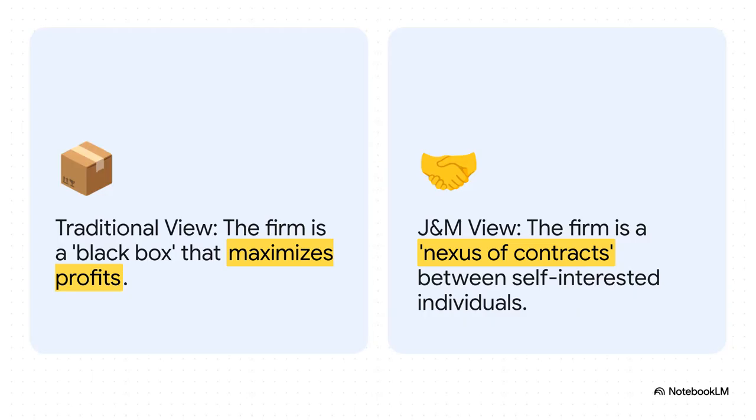For a long time, economics just treated the firm as a black box. Inputs go in, profits come out, and its only goal is to maximize those profits. But what Jensen and Meckling did was revolutionary. They blew that black box wide open. They said, no, a firm isn't a thing at all. It's just a legal fiction. Really, it's a nexus of contracts between a bunch of different self-interested people. That one shift in thinking changes everything.